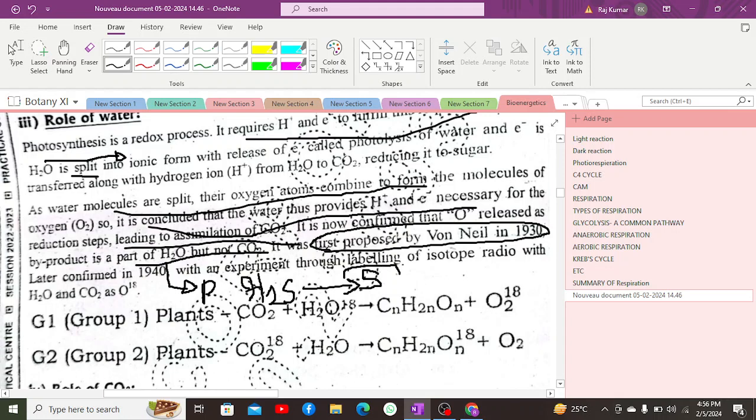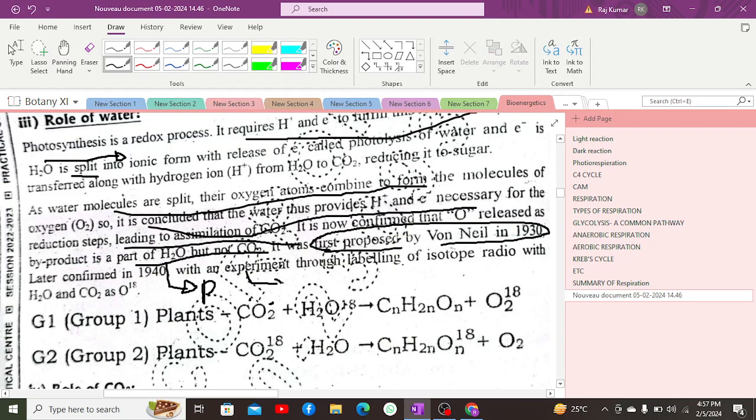He came to know after looking at that reaction that instead of oxygen, there was sulfur being released from green purple sulfur bacteria, as a result of which he determined that H2O is the major source of oxygen present as a byproduct in the process of photosynthesis. So this was his conclusion.